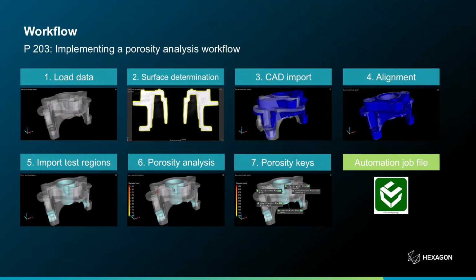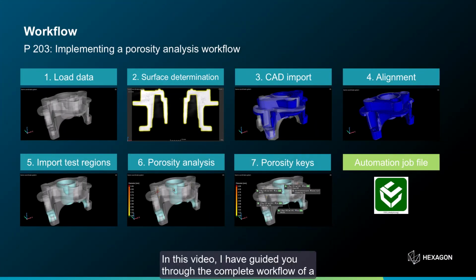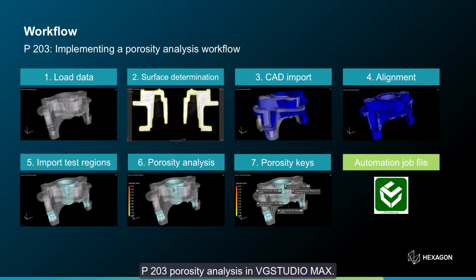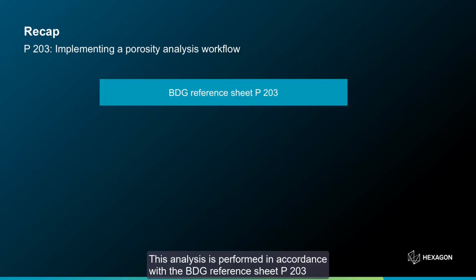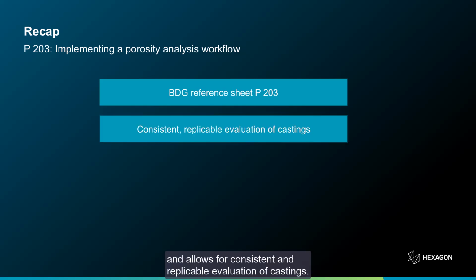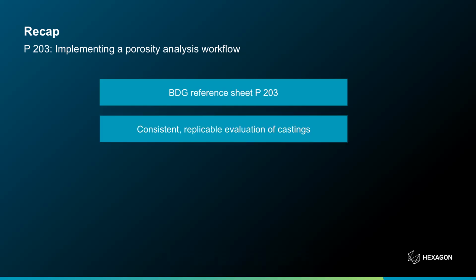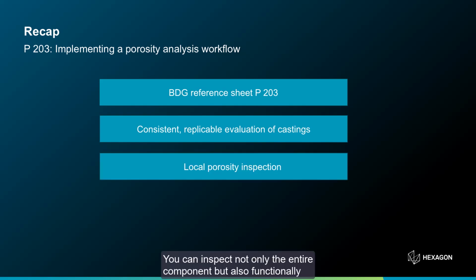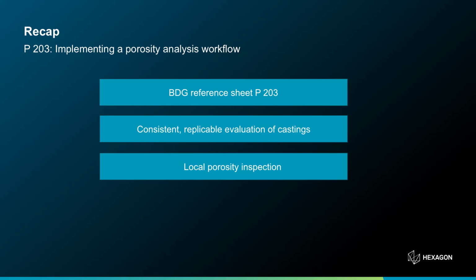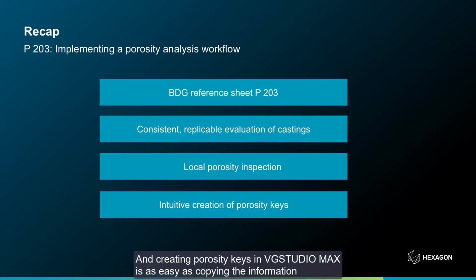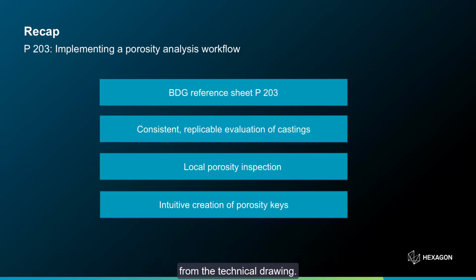And that's it. In this video, I have guided you through the complete workflow of a P203 porosity analysis in BDG Studio Max. This analysis is performed in accordance with the BDG reference sheet P203 and allows for consistent and replicable evaluation of castings. You can inspect not only the entire component, but also functionally relevant areas of a component by defining and tolerancing test regions. And creating porosity keys in BDG Studio Max is as easy as copying the information from the technical drawing.